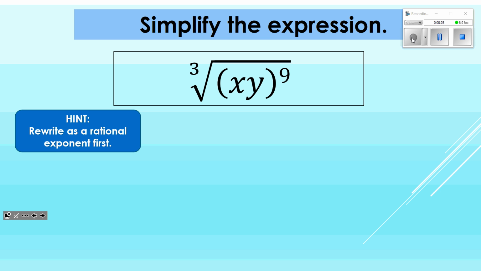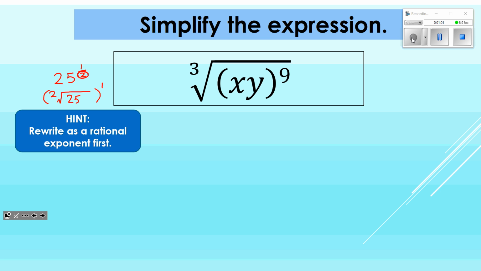Okay, so first what we have here is the cubed root of x times y, both raised to the 9th power. Now, if you remember yesterday, we talked about how if you have a base such as 25 and it's raised to an exponent that's a fraction, the denominator is the root. It becomes the number outside the radical sign. So that's the square root of 25 raised to the 1st power. We can actually do this in reverse.